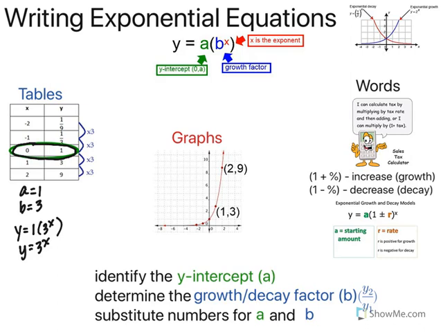When we're looking at a graph, we're doing the same thing. We're looking at where it crosses the y-axis to find the y-intercept. So in this case, that's 1. Then we're going to take 2 consecutive points so that we can find that growth or decay factor. We want to look at the y values of those 2 points. So my 2 points we're going to look at are (1, 3) and (2, 9) because they're back-to-back.